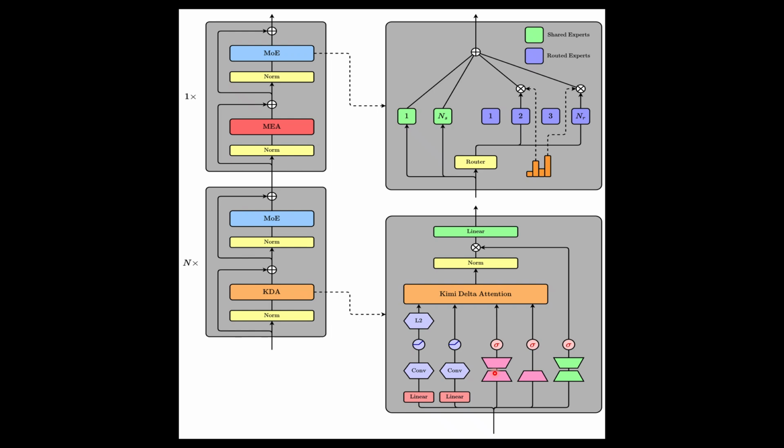Every fourth layer, KDA is replaced with a standard full attention layer, with no positional encoding. This hybrid 3:1 ratio preserves global recall, where linear attention is weakest, while keeping the KV cache 75% smaller overall.